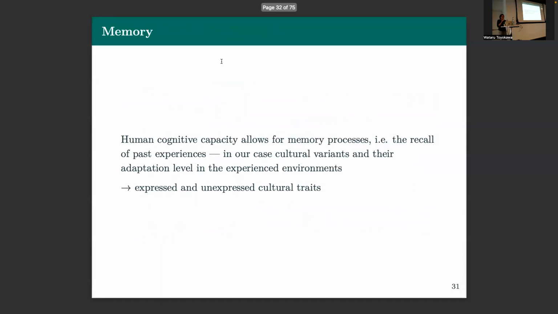I don't need to tell you that human cognitive capacities, of course, allow for memory processes, meaning the recall of past experiences. In our case, they can allow for the remembering of cultural variants and the adaptation level in those past experienced environments. So in some sense, we can have a distinction between expressed and unexpressed cultural traits: the one that I'll be using, and the ones that we simply have in our memory or cultural repertoire.